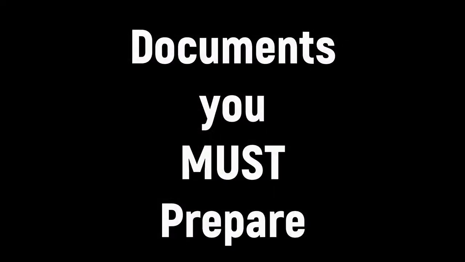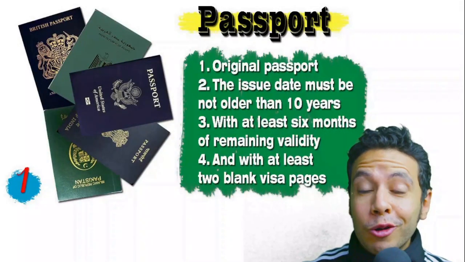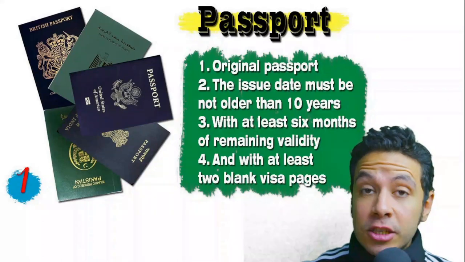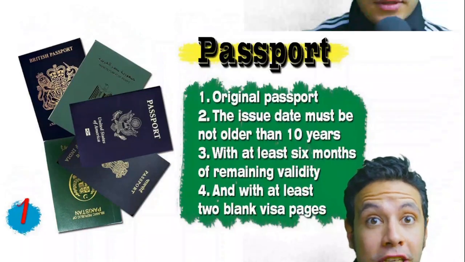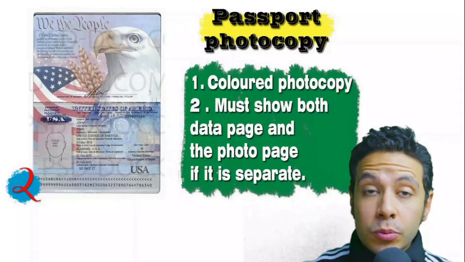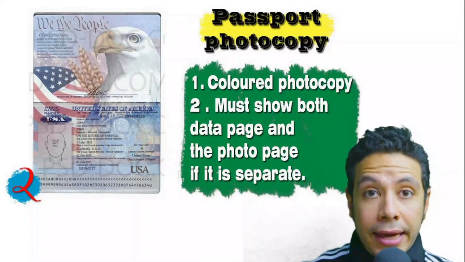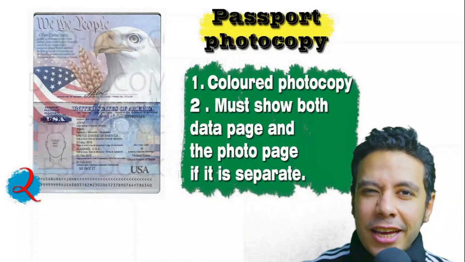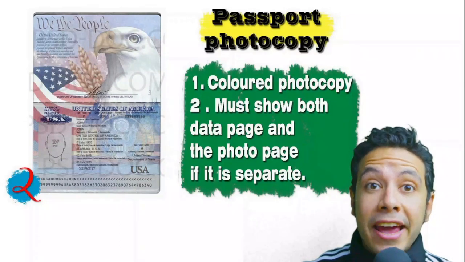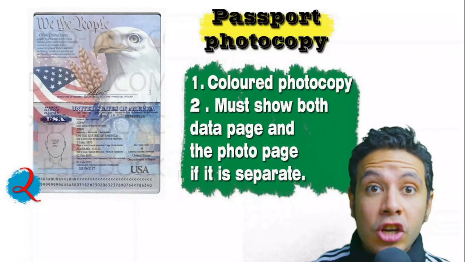So what are the travel documents that you need to prepare before applying for the visa? Speaking about your passport, it must be original, and it must not be older than 10 years, with at least 6 months of remaining validity, and with at least 2 blank visa pages for the stamps. In many cases, you will also need a passport photocopy. It might be one copy or more than one, and it's preferred to be colored, and both the data page and photo page must be shown if separated. In some cases, you might be required to photocopy every single page of your passport, but in general only the data page and the photo page are needed.